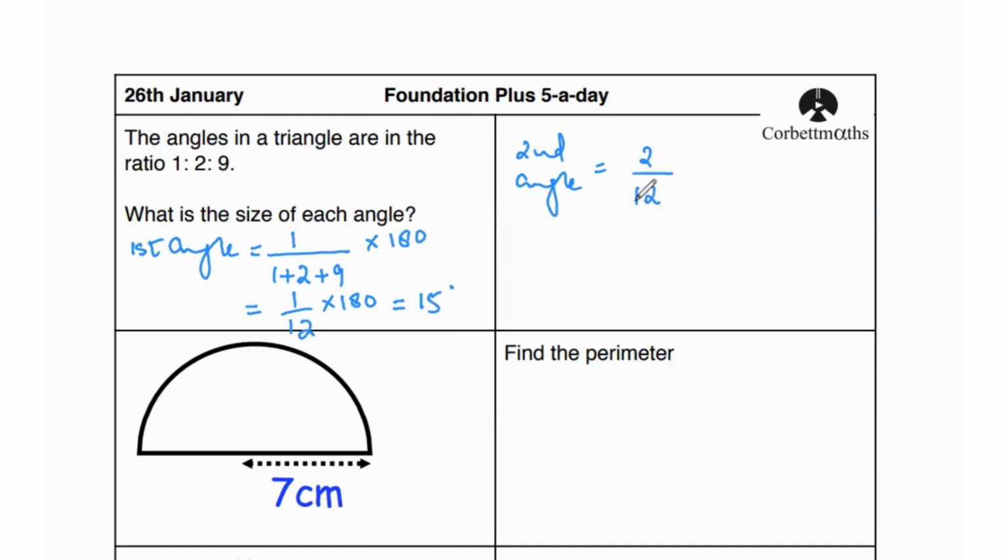The denominator will remain the same throughout this calculation. The only thing that's changing is the numerator, because now we're moving to the next angle. And times by 180 again. So that's going to be 30 degrees. And then for the third angle, we're finding 9/12 of 180, which is basically equal to 135. That is your answer.